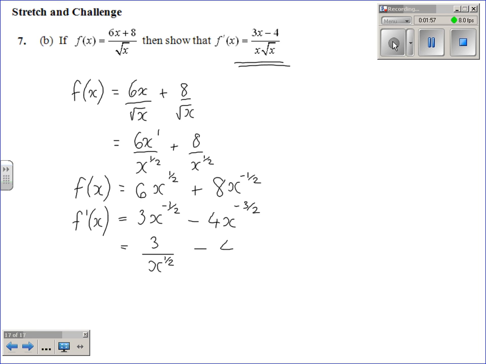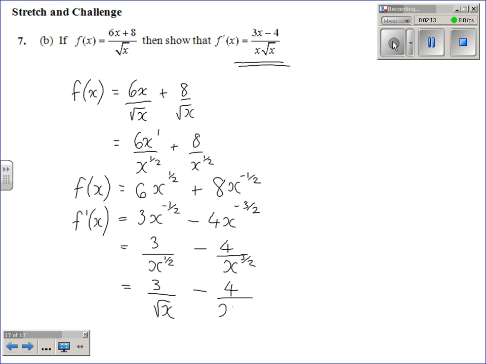Likewise here, minus 4, keep the 4 on top. Bring the power down, and it makes it positive. So you've got x to the power of 3 over 2. Hopefully we know by now, so x to the power of half is the same as root x. And then here, that's to sort out that power 3 over 2.